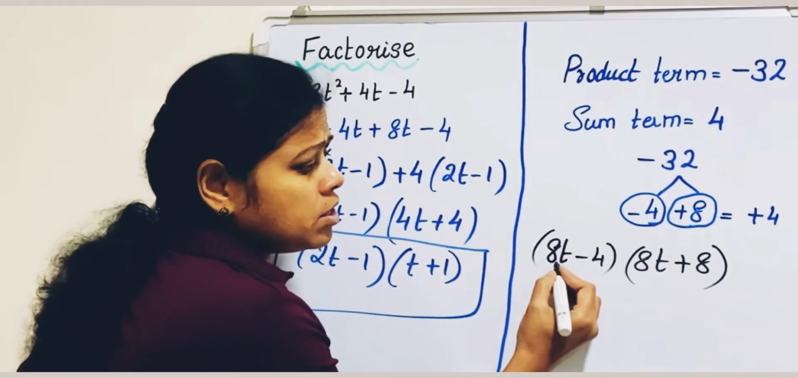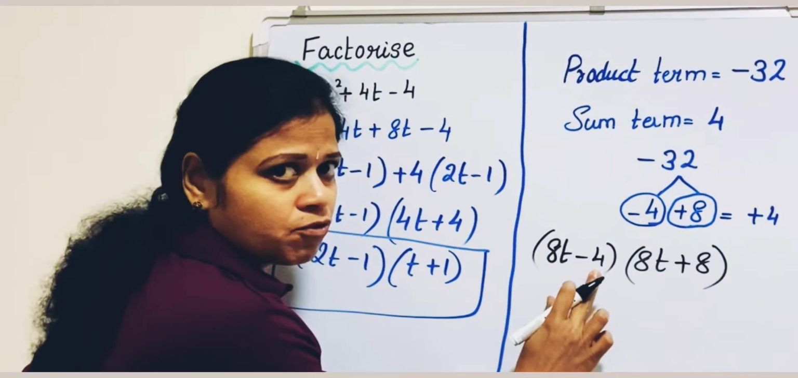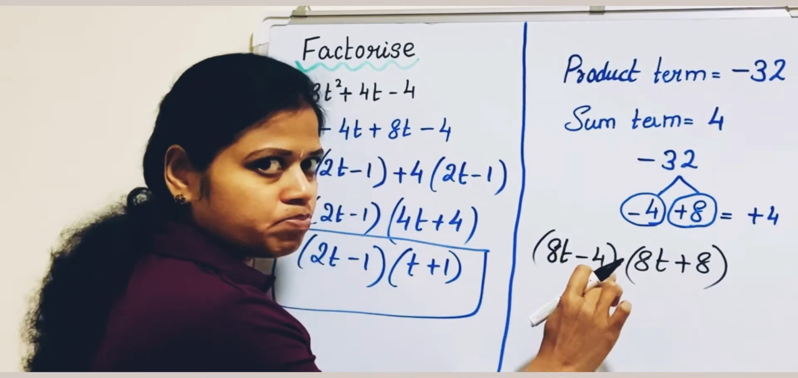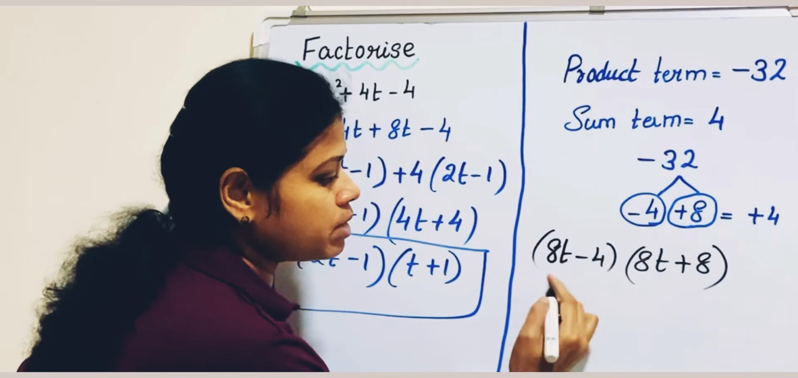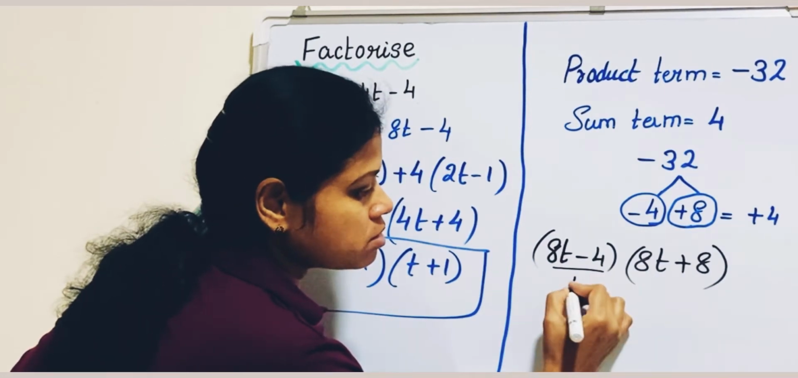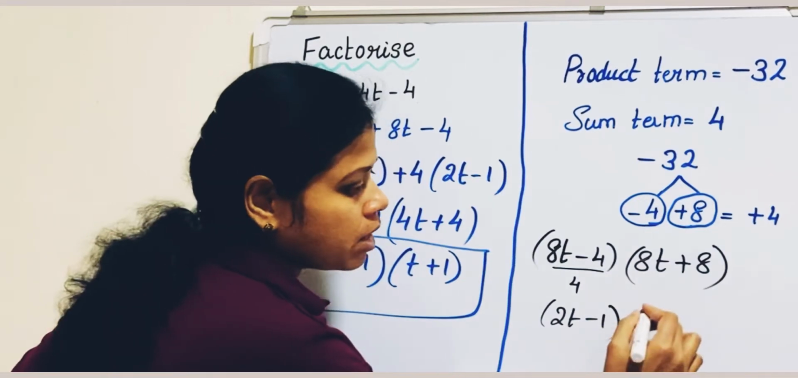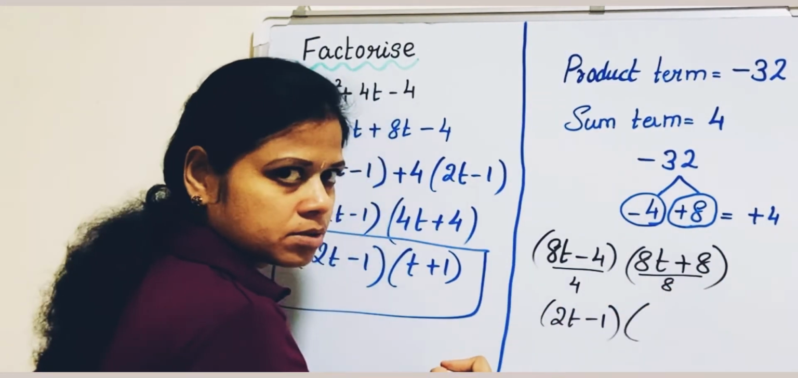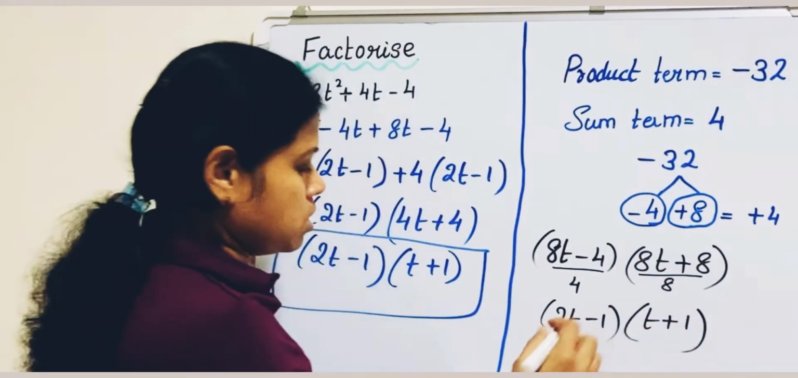Next step, in this factor, there are multiples of 4. So you can take 4 and divide this factor by 4. If you divide this by 4, you will get 2t minus 1. And here, both are multiples of 8, you can divide by 8. If you divide it by 8, you will get t plus 1. So that's all.